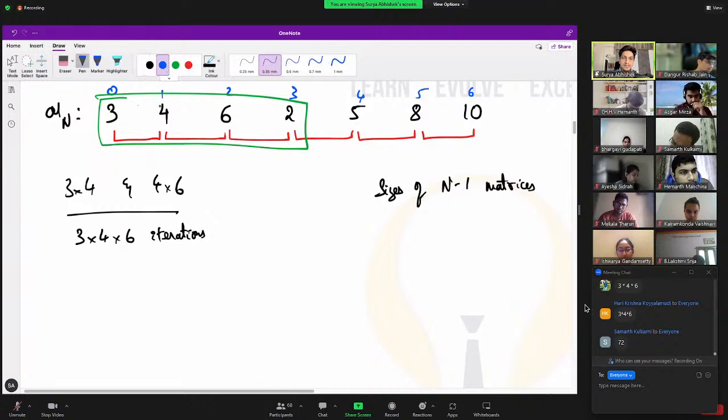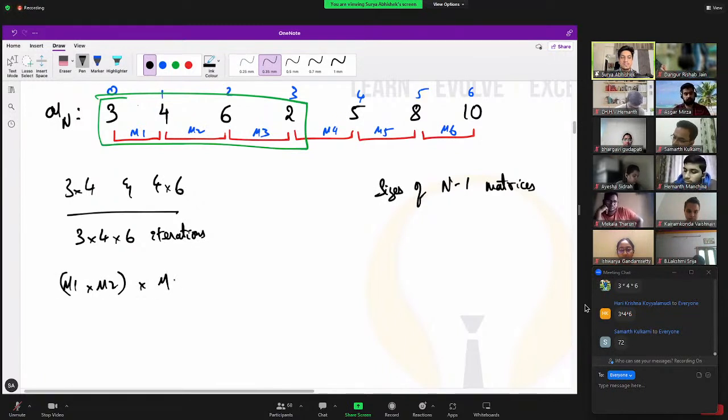So let's call these matrices M1, M2, M3, M4, M5, and M6. I want to multiply M1, M2, and M3. I can do M1 into M2 and then multiply with M3. Or I can do M2 into M3 first and then multiply with M1. I can do it in 2 different ways here, right?